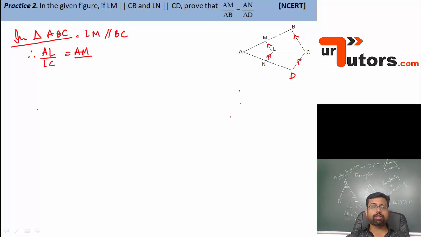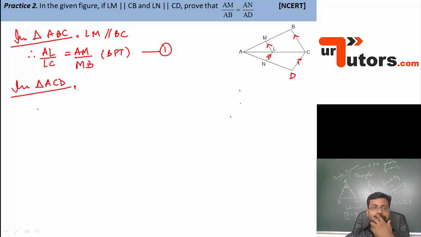How many of you started with this? If you started with this, then you are in the right direction. Okay, so concentrate on the screen now. We have two triangles, a triangle ABC and the triangle ACD. Okay, in triangle ABC, you have LM parallel to BC, which is given. Therefore, AL by LC is equal to AM by MB by basic proportionality theorem.